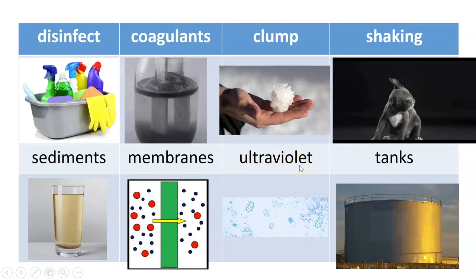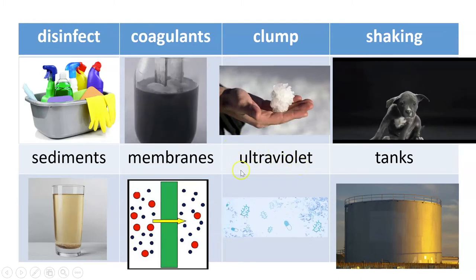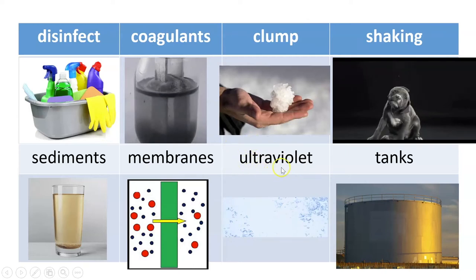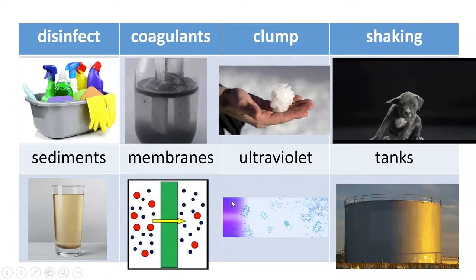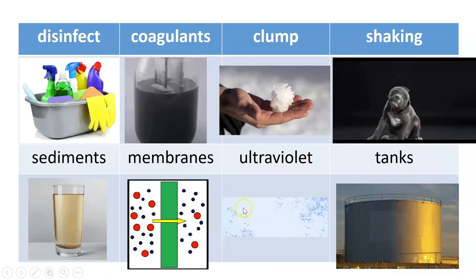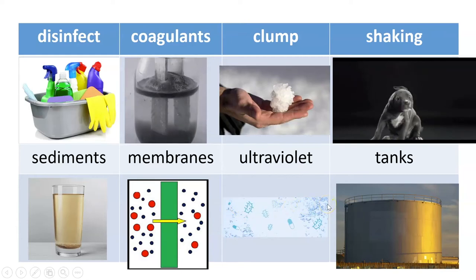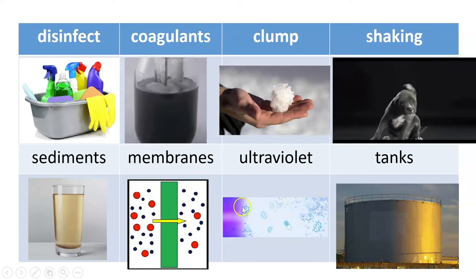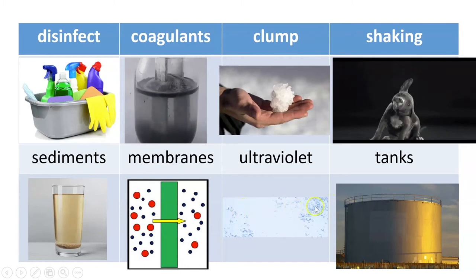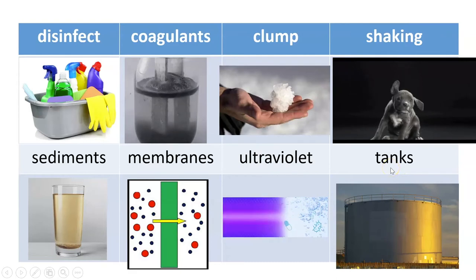Next, we have ultraviolet. So the word ultra means very. Violet is a color. And if you look at the image here, you can see bacteria and viruses, and then ultraviolet light goes through those and it cleans them. It disinfects.